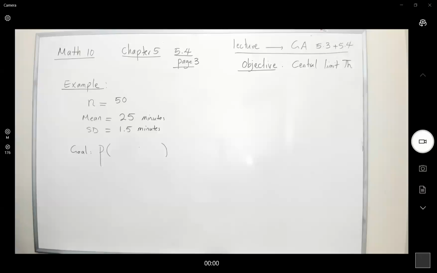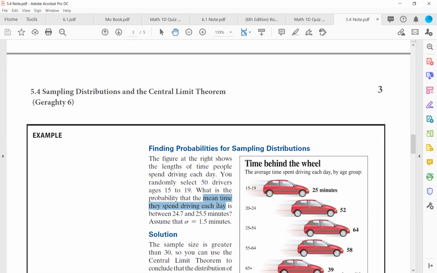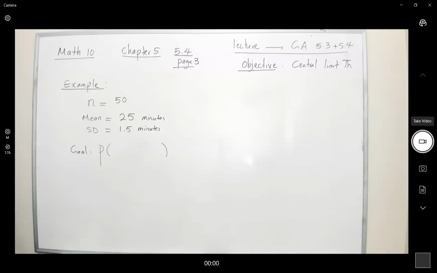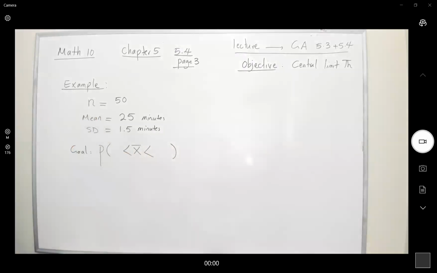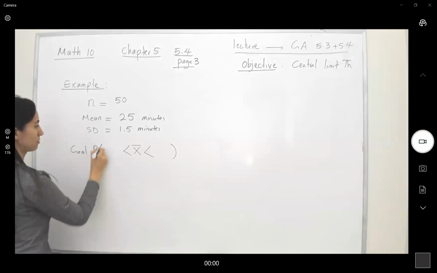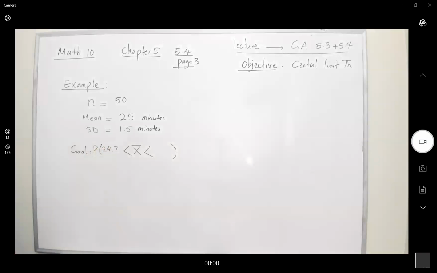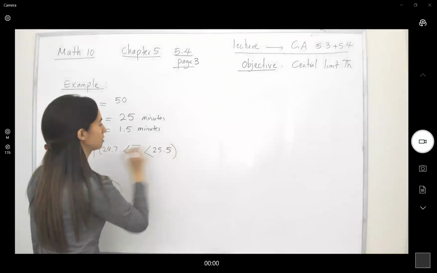Take a look at the question. The probability that the mean time they spend driving each day is between 24.7 and 25.5. This is your goal. How do you translate that in mathematical form? What do you write? You're looking for the probability that the mean time, x bar, is in between 24.7 and 25.5. Okay, very well.